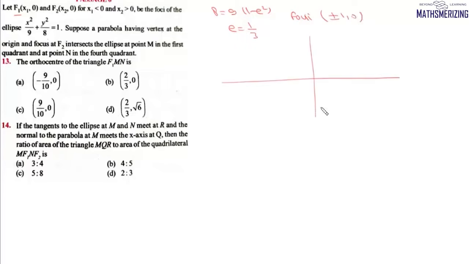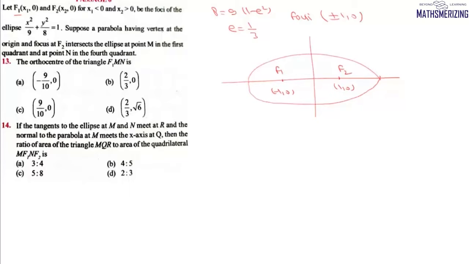So we have this ellipse with focus at 1, 0 and minus 1, 0. Now it says for f1 x is negative. So this is your f1 and the other one is your f2. Now it says suppose a parabola having vertex at origin and focus at f2 intersects this ellipse at point M in the first quadrant and N in the fourth quadrant.